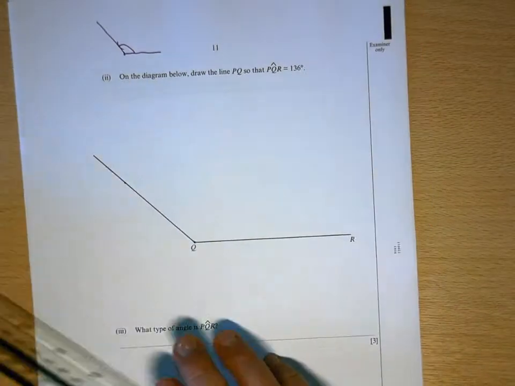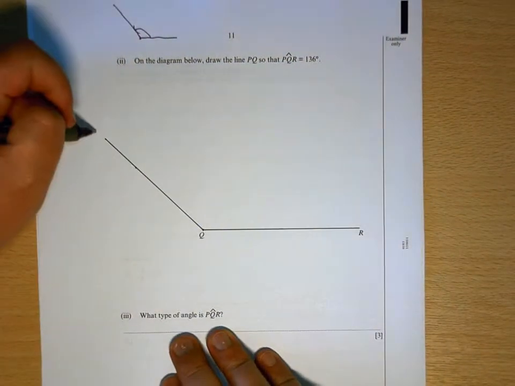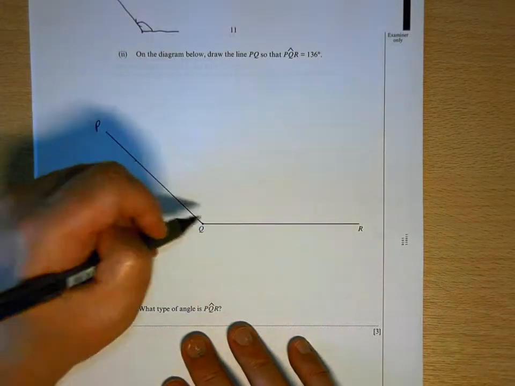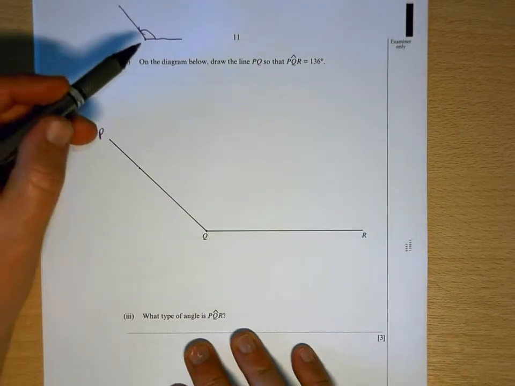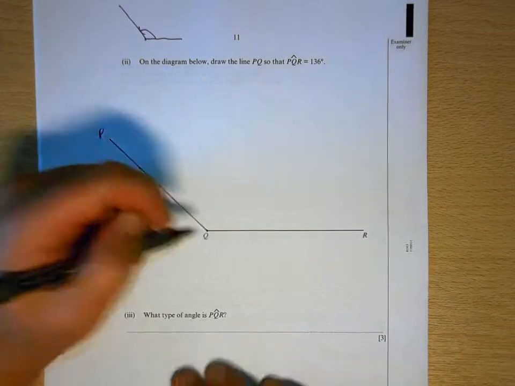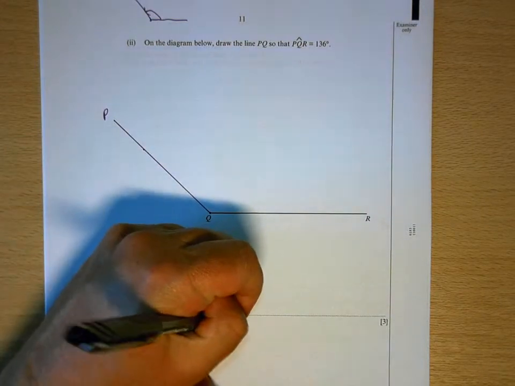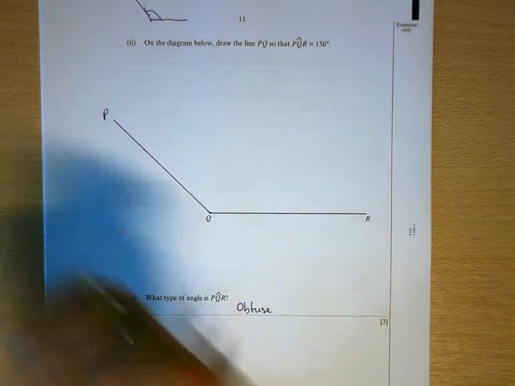Doesn't say how long it needs to be. Put a P up there, PQR. That looks like the sketch that I've done up there, so I'm quite happy that that's going to be right. And the name of that type of angle between 90 and 180 is obtuse. And that's an angle fact you need to know.